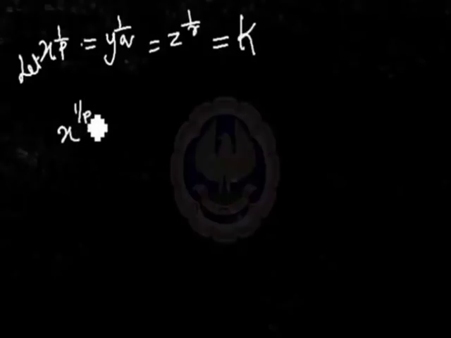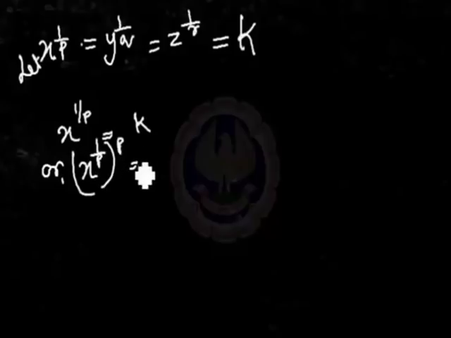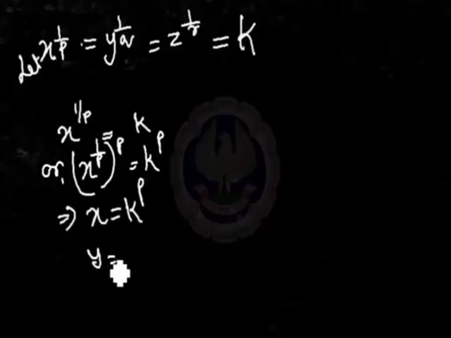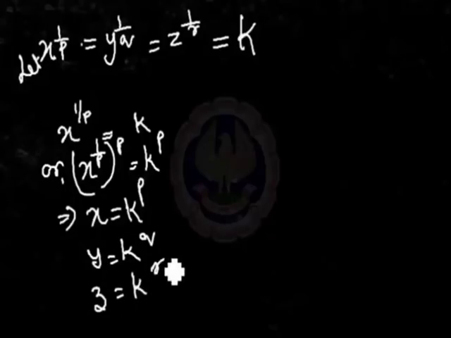So the question says that x to the power 1 by p is equal to y to the power 1 by q is equal to z to the power 1 by r. Okay? Let this be equal to k. Fair enough? So we can say that x to the power 1 by p is equal to k. Suppose you take the pth power on both the sides, so you can write this as x to the power 1 by p, whole to the power p, is equal to k to the power p, or this can be written as x is equal to k to the power p. Agreed? Similarly, y would be equal to k to the power q, z would be equal to k to the power r. Agreed?